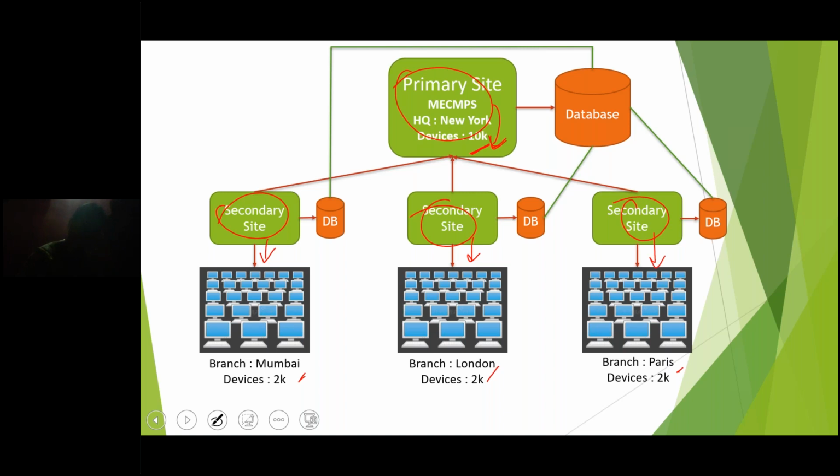Okay, understood. And all secondary and primary will have a database. You see, secondary has a database, primary also has a database. All secondary has a database, all primary has a database. Now whatever data secondary collects is going to pass on to primary, like this. So this kind of architecture is for medium sized companies.